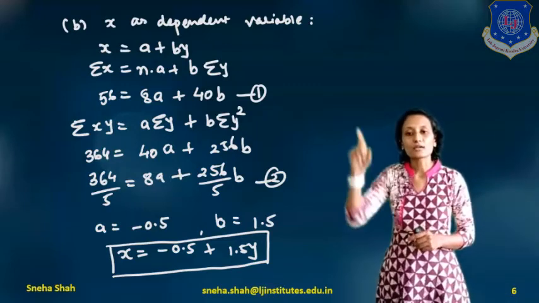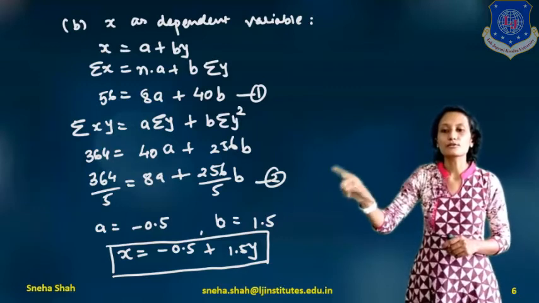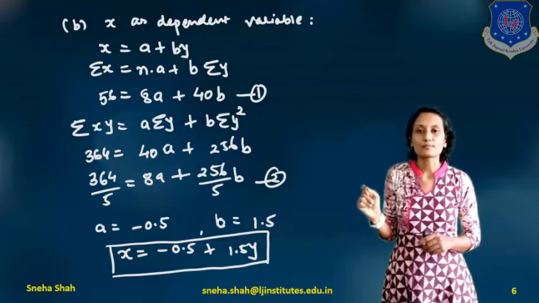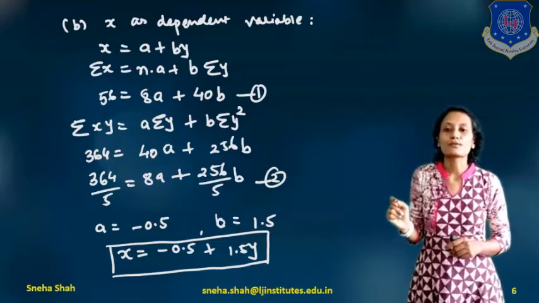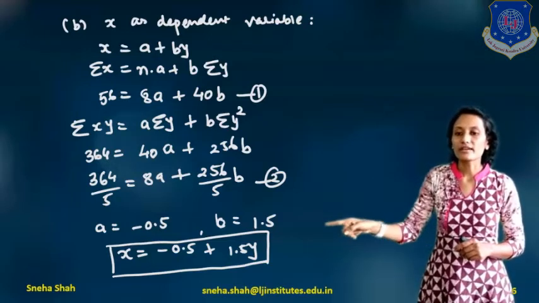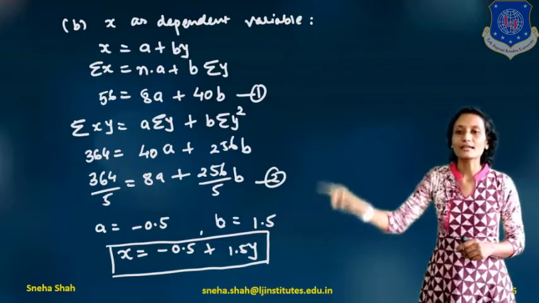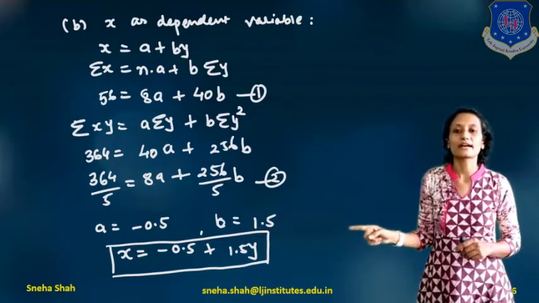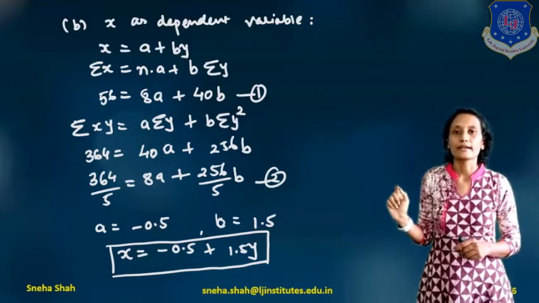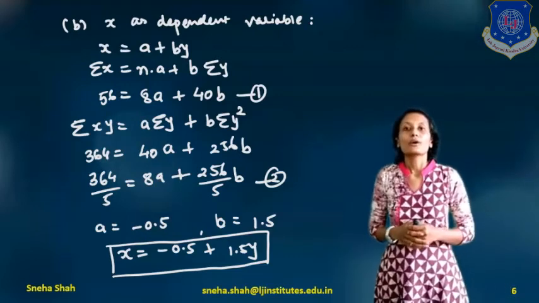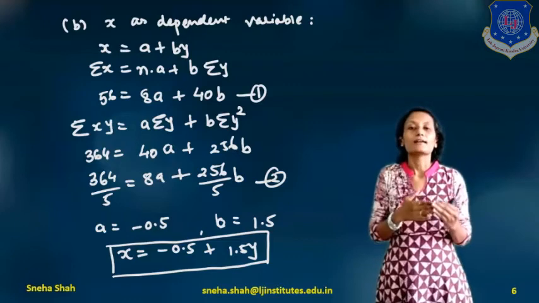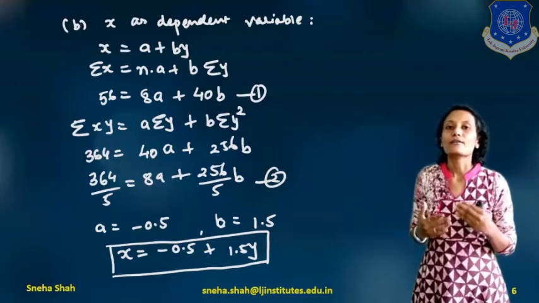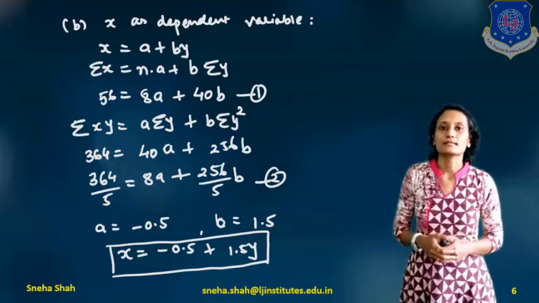If I am solving equation number 1 and equation number 2, it will give the constant values a equals minus 0.5 and b equals 1.5. Now if I am putting the values of a and b in this equation, the final term will be x equals minus 0.5 plus 1.5y. So this way we can derive the equation of line when we are considering x as the independent variable or x as the dependent variable.